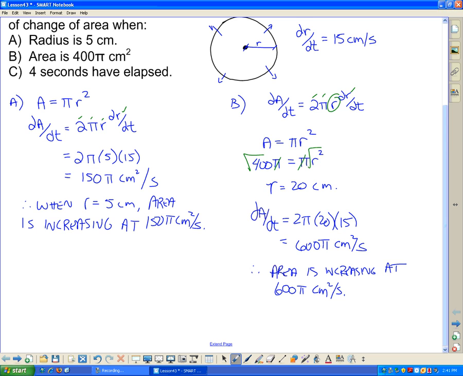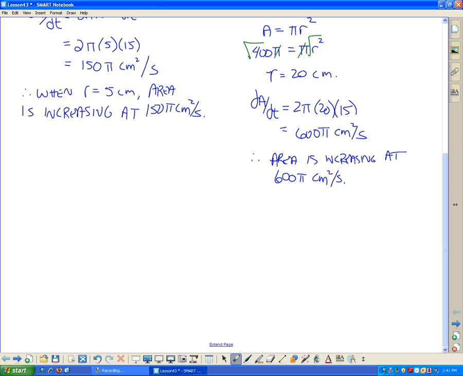And the last one is 4 seconds have elapsed. So again, I know my dA by dt is 2 pi r dr by dt. I'm told that time is 4 seconds. So how does that help me? Well, again, the missing information is the radius. So how big is that radius at 4 seconds?